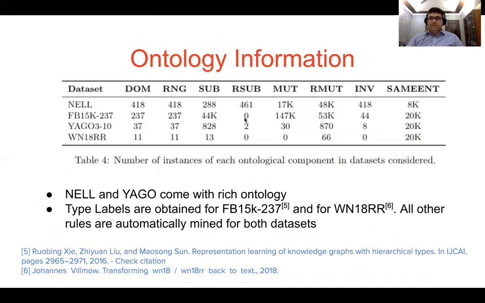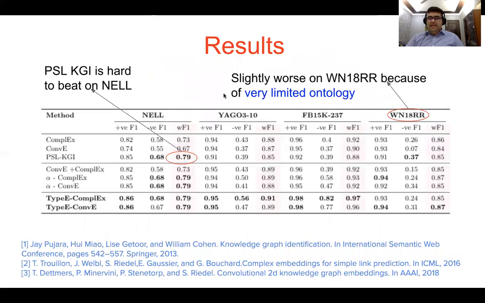This table shows the number of instances for each ontological component for different datasets. We can observe that NELL, FB15K237, and YAGO3-10 have rich ontology, whereas WN18RR has little ontology. Finally, to evaluate our approach, we use PSL-KGI along with the KG embeddings and ensemble methods that were created by us as baselines for our approach.